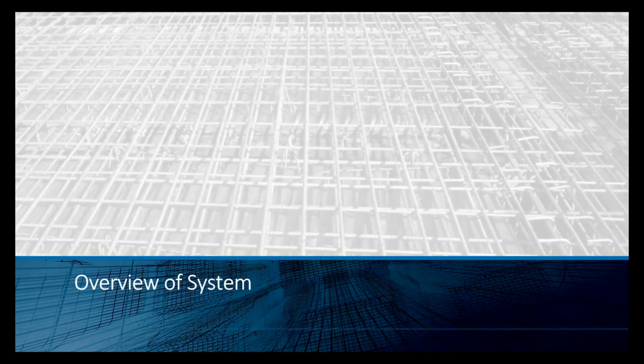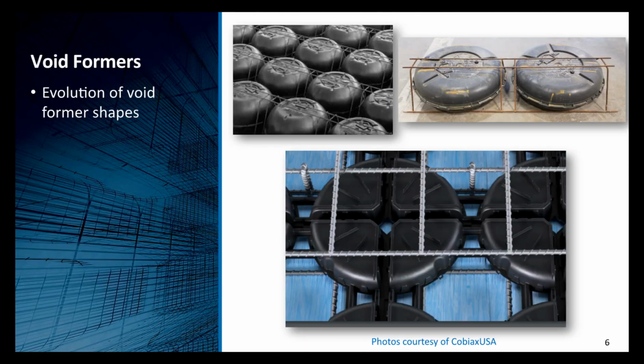All right, so let's start with an overview of the system. By definition, a voided reinforced concrete slab is one where there's a uniform distribution of void formers over much of the area. Now, a void former is nothing more than a 100% recycled plastic element that's typically hollow inside. It does not react in any way with the concrete. And the purpose of the void former is to eliminate concrete where you don't need it.